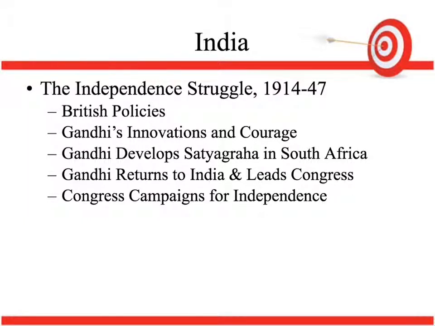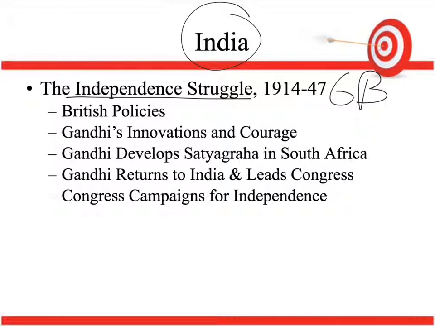So in this video, we'll be talking about India, and chapter 22 is really a look at and a comparison of China and India, particularly into the 20th century. So we're starting with the independence struggle, which took place 1914 to 1947. Who were they gaining independence from? Great Britain. That is who dominated their government.